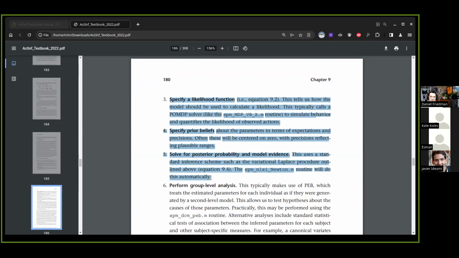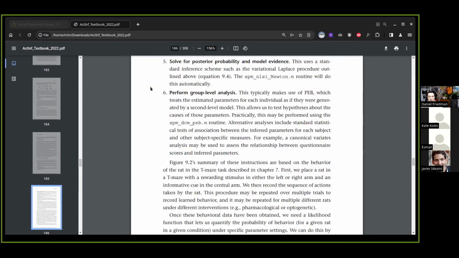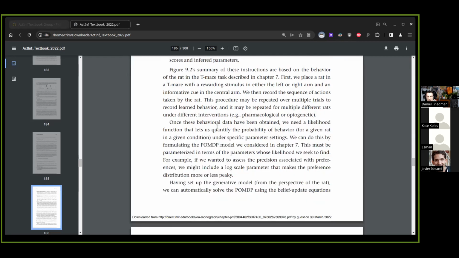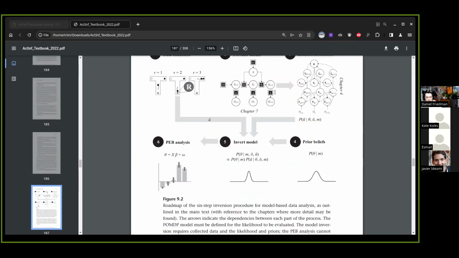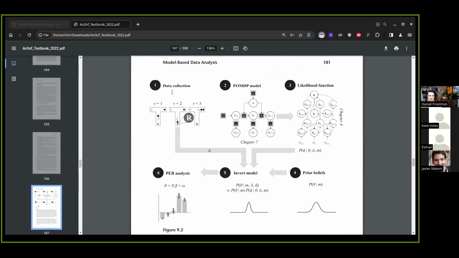Several components that are required for Bayesian analysis are specified. And then group level analysis occurs. Figure 9.2 is going to summarize this in the context of that rat in the maze. So here we go. We have the data collection of the rat in the maze. Again, step 0 was build the laboratory, design the experiment and carry it out. But let's just assume that the data are just presented to us.